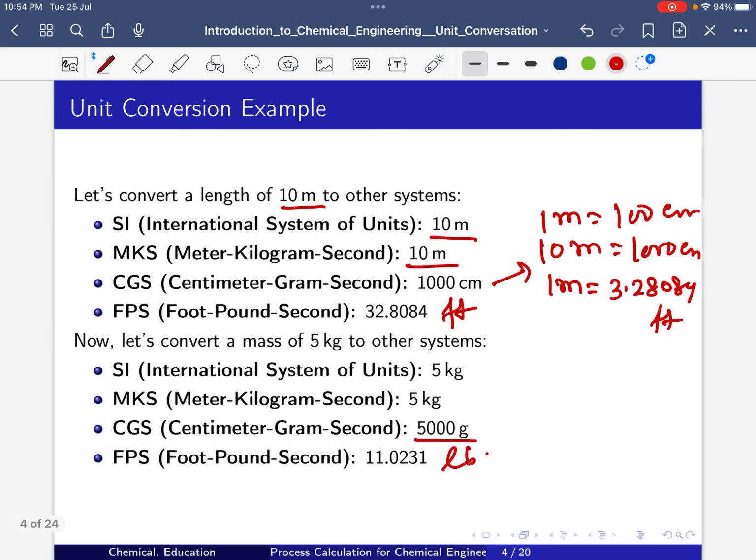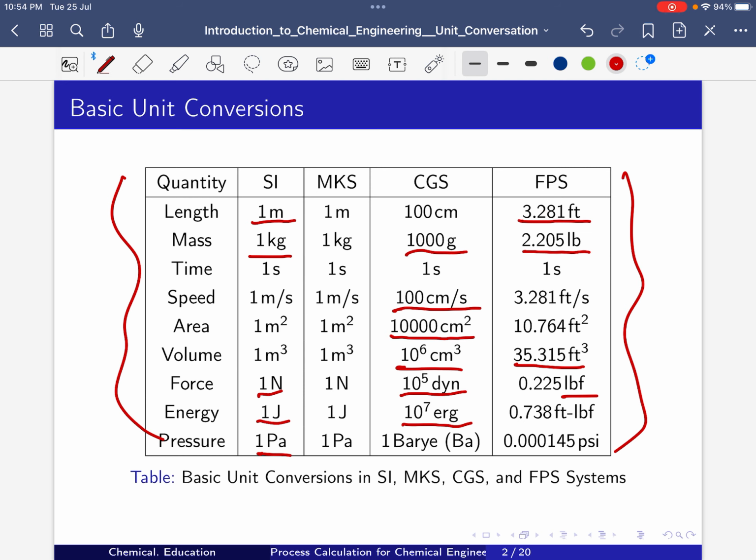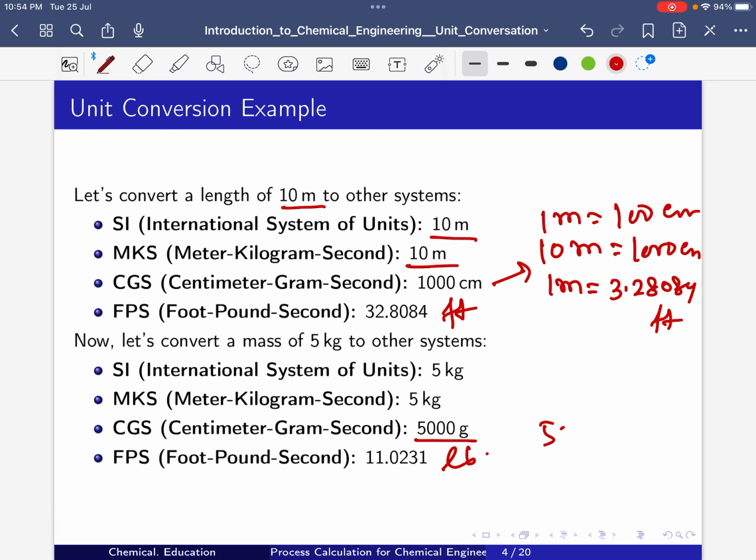Again here we know the order of the mass: 1 kg is equal to 2.205 pound. So 5 kg times 2.205, something like that, gives pounds. So we get 11.0231 pounds. Now we can convert all of this. If we know the basic or base unit conversions, we can easily convert from one system to another system.